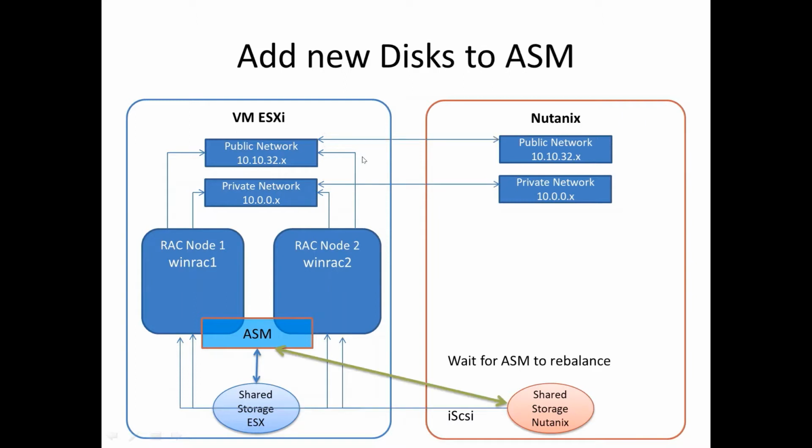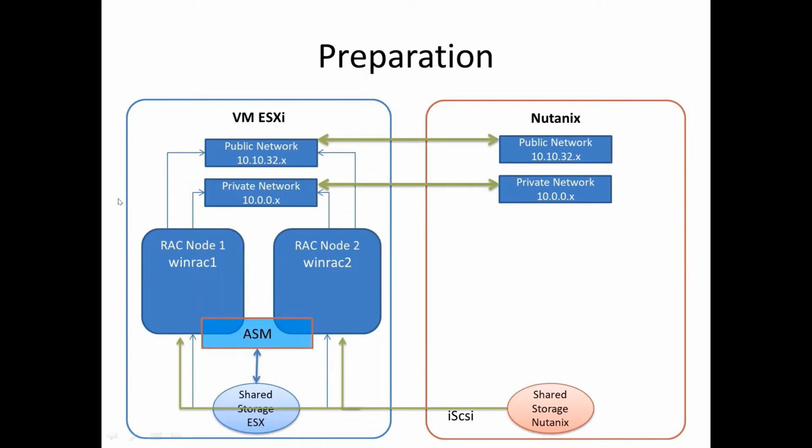So now the first process: I have already made the physical reachability between the nodes, and then I will be adding my shared storage as raw disk mapping into both the nodes. This is my first step. This iSCSI disk will be mapped to both the nodes using RDM, and it will be added as raw mapping. I'll go through those steps later.